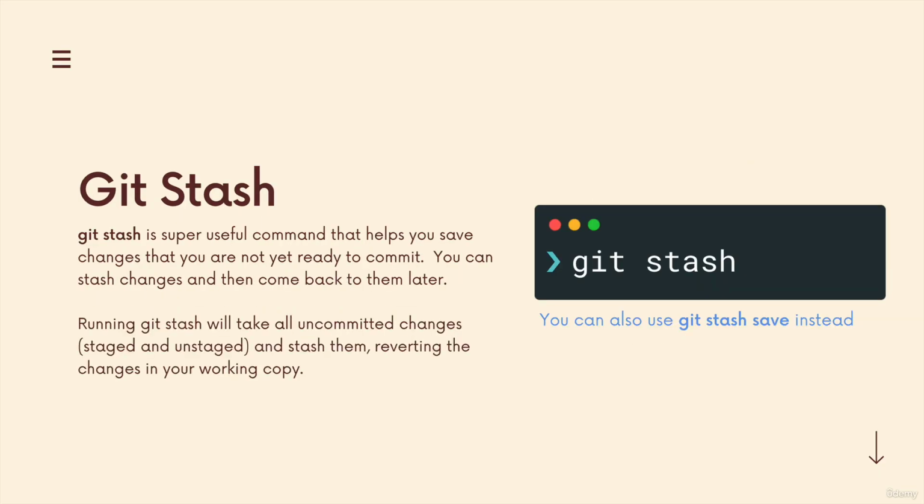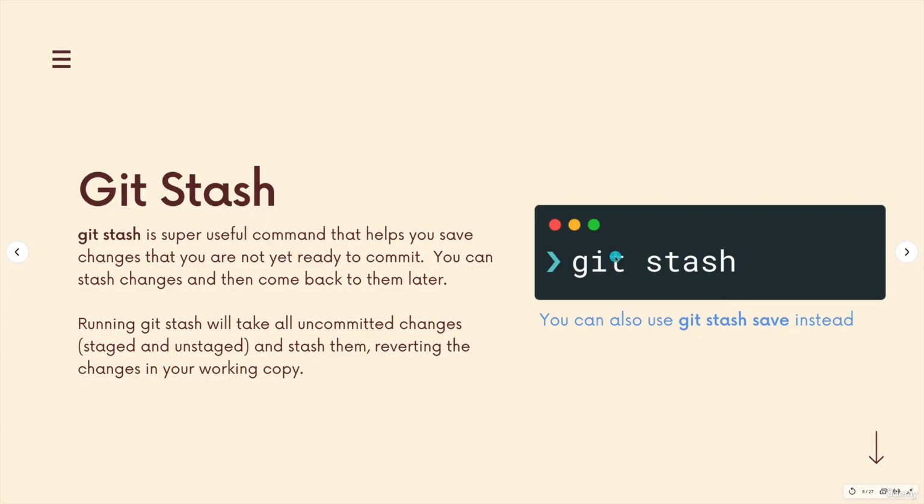So the command git stash, just git stash, at any point will take all uncommitted changes, basically anything staged or unstaged, and it's going to stash them. It hides them away, but it remembers them. And it reverts those changes in our working copy. So we don't see those changes anymore, but they're still available in that stash that we can come back and retrieve them.